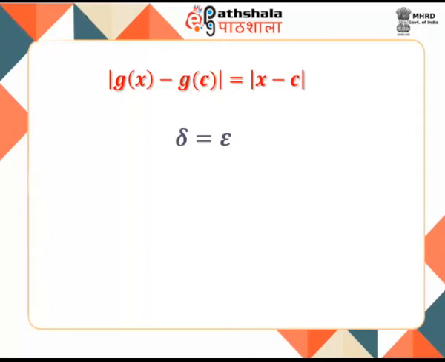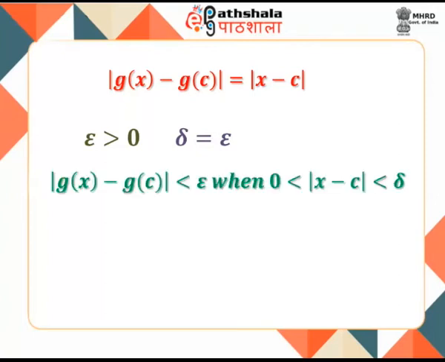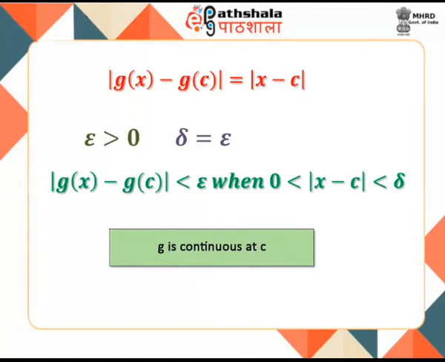Let epsilon greater than 0 be given. Choose delta equal to epsilon, then modulus g(x) minus g(c) is less than epsilon when 0 is less than modulus x minus c less than delta. Therefore, g is continuous at c. As c is arbitrary, therefore, g is continuous on R.